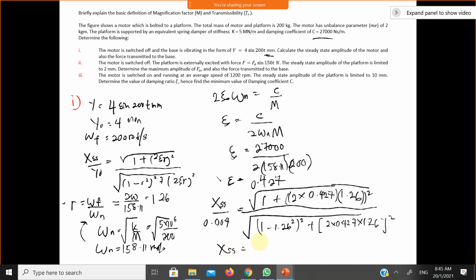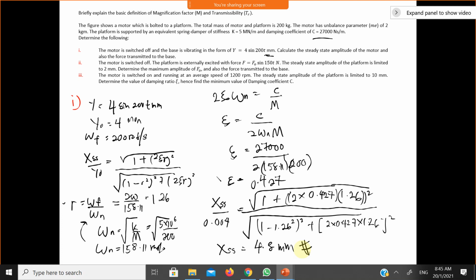Alright, so XSS kita akan dapat sama dengan 4.8 mm. Okay, so that is our answer. Dia nak XSS kan? So that is our answer lah. Simple je kan? You guna formula dan dapat lah jawapan dia.